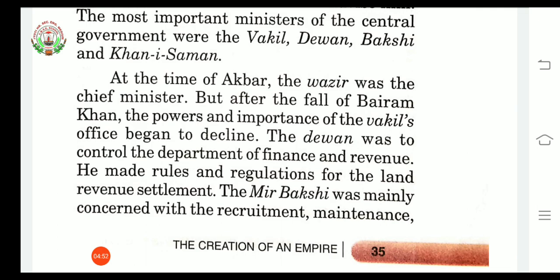Second is Diwan. The Diwan controlled two departments: first, finance, and second, revenue. Diwan made various rules and regulations for the land revenue settlement. Third is Mir Bakshi, the head of the military. He was appointed from among the leading nobles of the court. The Mir Bakshi was mainly concerned with recruitment. Recruitment means selecting a person for a particular job, maintenance, training and inspection of the army. He was the paymaster of the imperial army. Paymaster means a person or an organization that pays another to do some work.